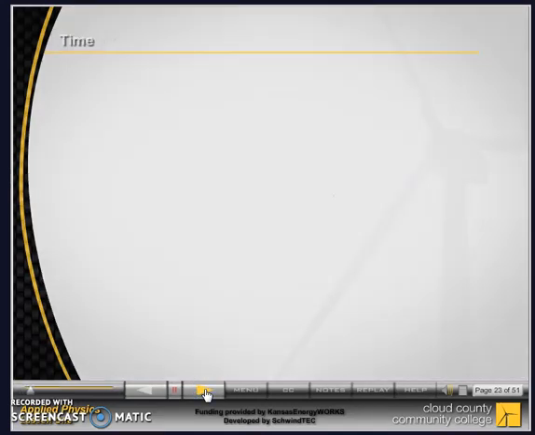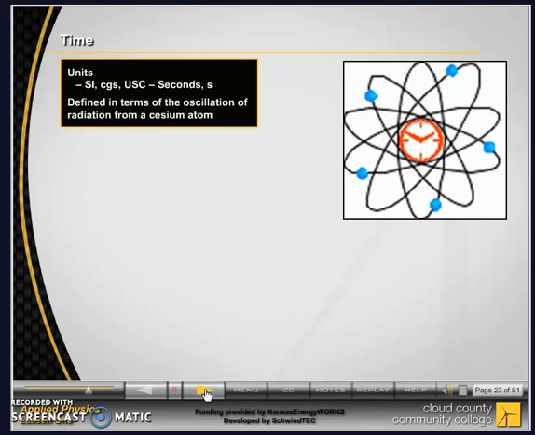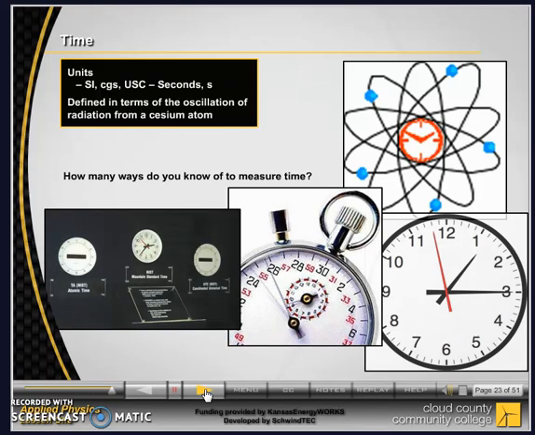The third fundamental unit is time. Units of time, seconds, s, in all 3 systems are the same. We have defined it in terms of the oscillation of radiation from a cesium atom. How many ways do you know of to measure time?